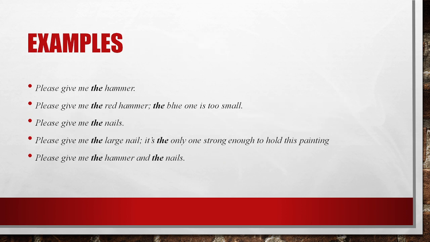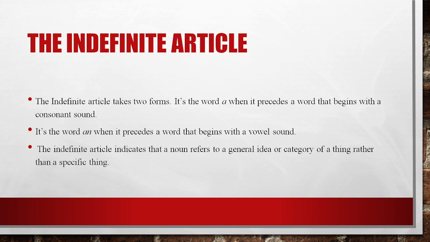Here are some examples to show the definite article. Please give me the hammer. So please give me the red hammer. And the blue one is too small. Please give me the nails. Please give me the large nail. It is the only one strong enough to hold this painting. Please give me the hammer and the nails. So in all these examples, we can see the article the used for showing things very particularly.